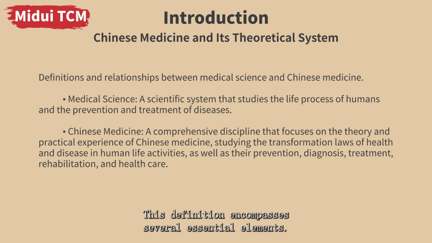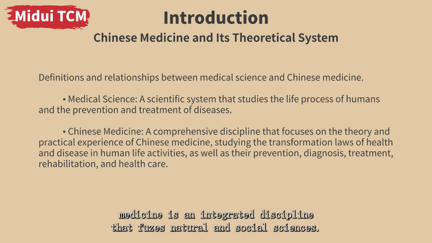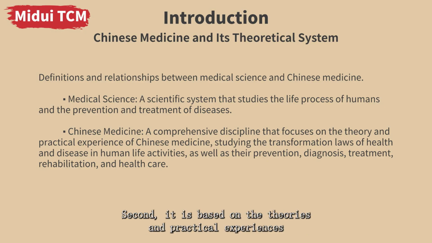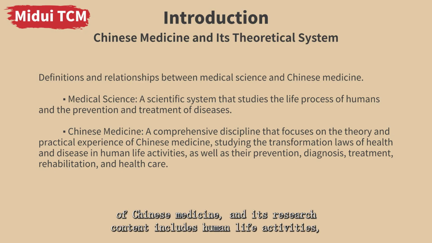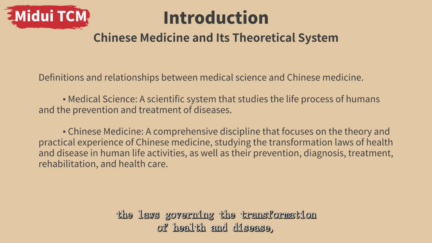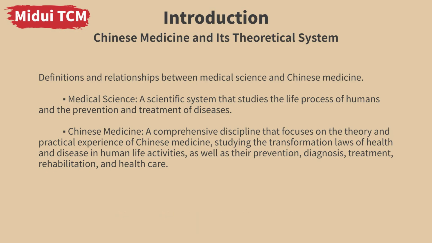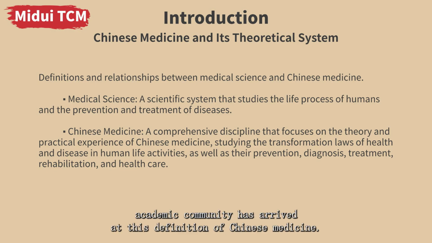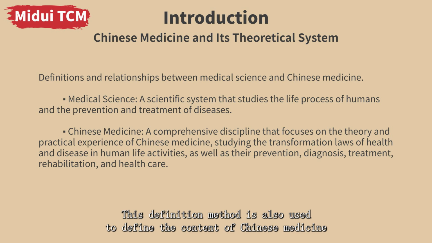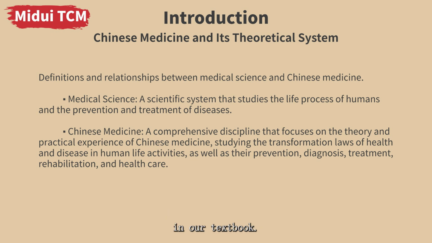This definition encompasses several essential elements. First, Chinese medicine is an integrated discipline that fuses natural and social sciences. Second, it is based on the theories and practical experiences of Chinese medicine, and its research content includes human life activities, the laws governing the transformation of health and disease, as well as their prevention, diagnosis, treatment, rehabilitation, and healthcare. After extensive research, the academic community has arrived at this definition of Chinese medicine. This definition method is also used to define the content of Chinese medicine in our textbook.